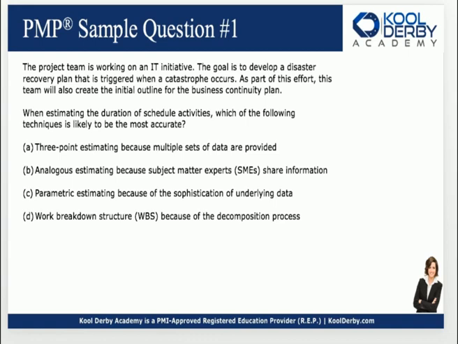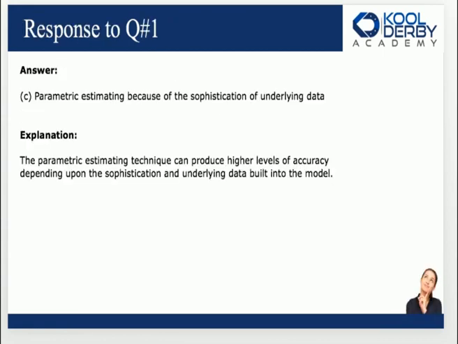And I hope that makes sense now, because this is very important in the concept of thinking, hey, how do we get an accurate schedule? Did that make sense? I hope it did. And it's the answer. Parametric estimating, the explanation here, can produce higher levels of accuracy depending, I get it, on the sophistication of underlying data that's built into the model.